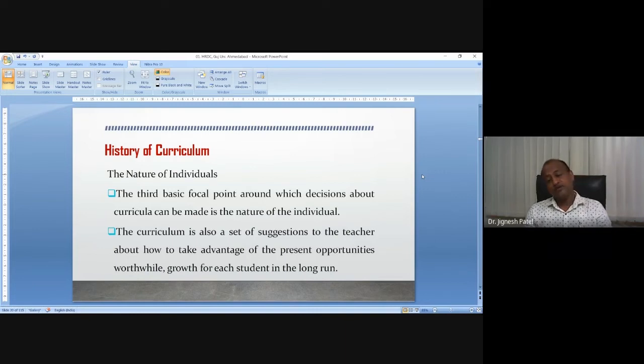The third basic focal point around which decisions about the curriculum can be made is the nature of the individual. The curriculum is also a set of suggestions to the teacher about how to take advantage of present opportunities worthwhile for the growth of each student in the long run. So we must consider the nature of the students, whether they are capable of getting good knowledge, and make the system such that they get good learning experiences on the basis of which they get knowledge. So we have to think about the nature of the individual, the learner, the student, the child, while framing the curriculum.